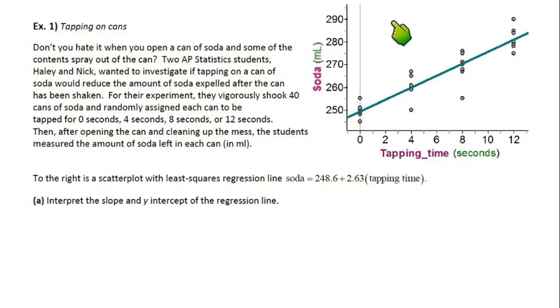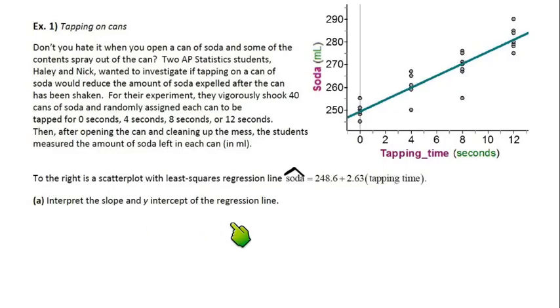Okay, so interpret the slope and y-intercept of the line. The line's already given to you. It's here. In fact, let's draw a little hat on soda here. So the predicted amount of soda left in the can is 248.6 plus 2.63 times the tapping time. So basically the more you tap it, hopefully the less carbonation explodes out of this thing. So there's more left.